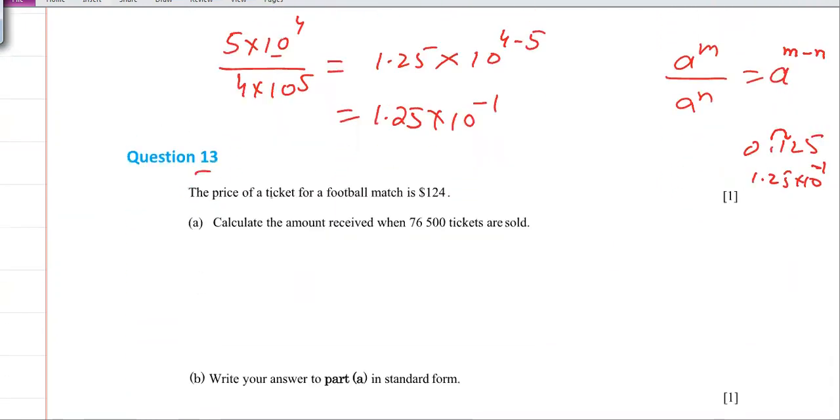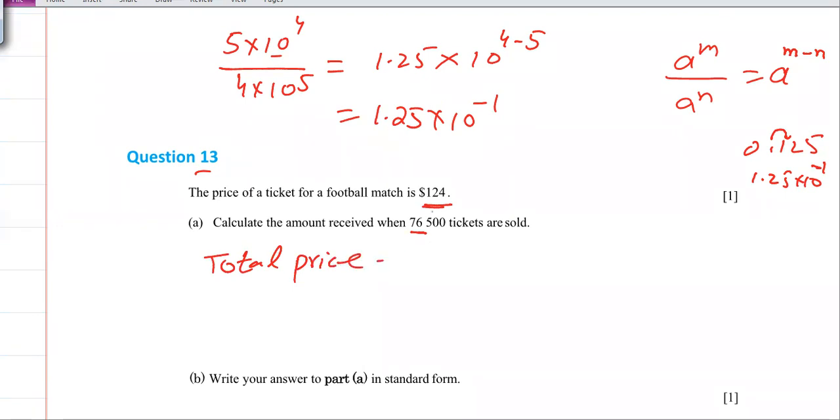Now question 13: the price of a ticket for a football match is 124. Calculate the amount received when 76,500 tickets are sold. Okay, this is the price of 1, so what will be the total price? Because the question is asking for the total price, this is not estimation, so calculate the actual value. You will go for estimation if you are asked for estimation.